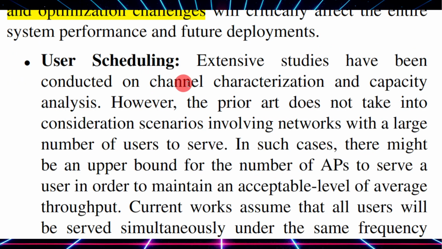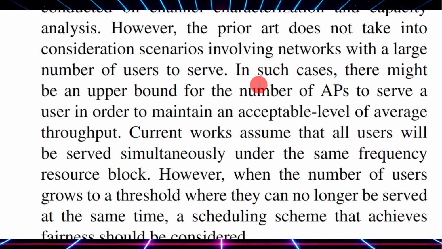User scheduling. Extensive studies have been conducted on channel characterization and capacity analysis. However, the prior art does not take into consideration scenarios involving networks with a large number of users to serve. In such cases, there might be an upper bound for the number of access points to serve a user in order to maintain an acceptable level of average throughput.